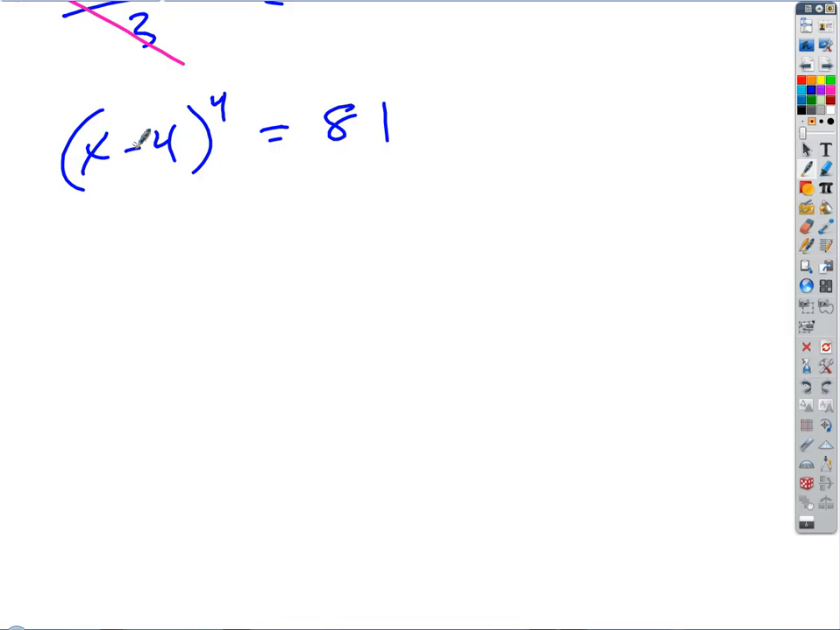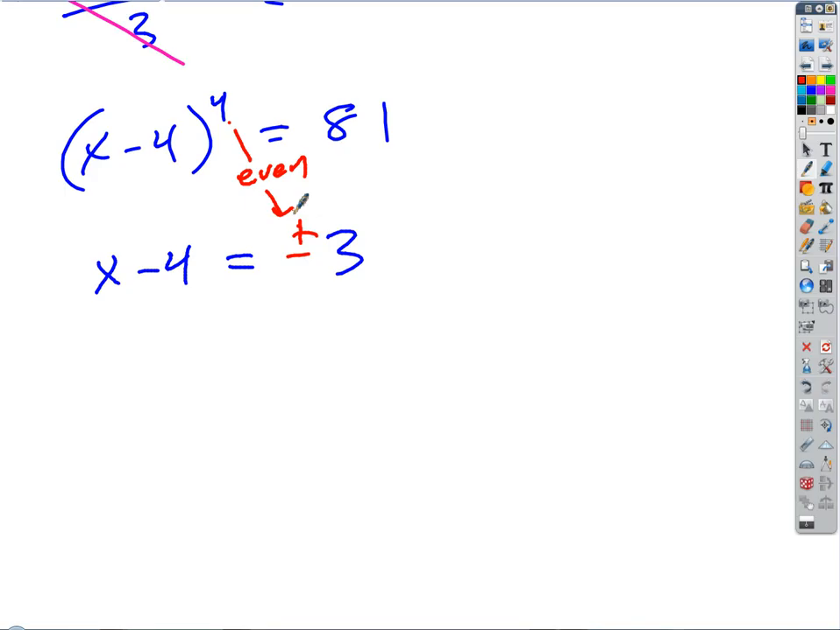Good. So if I do a 4th root of both sides, I get x minus 4 equals what? Plus or minus 3. Why the plus or minus? Because it's an even number. Right, you get it? Okay, and then I add 4. So I'm really going to get 2 answers here, aren't I? Because I've got both x minus 4 equals positive 3, or it equals negative 3.